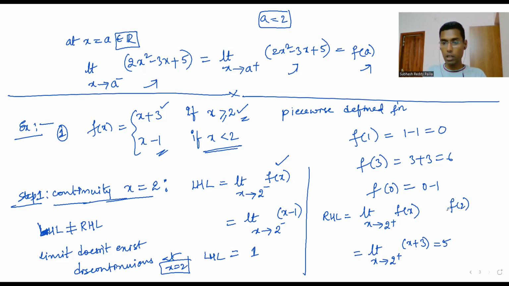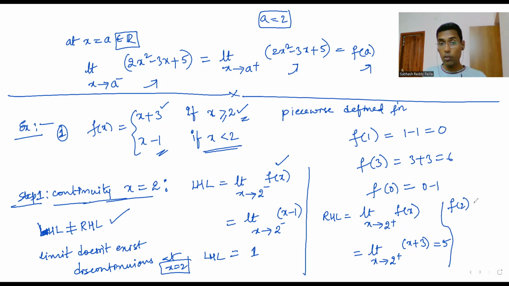Now let's take f of 2. Before that, I didn't check. First, I have to check whether LHL equals RHL or not. It's not. LHL is not equal to RHL. So the limit doesn't exist. So straight away, this is not continuous. That is discontinuous at x equal to 2.